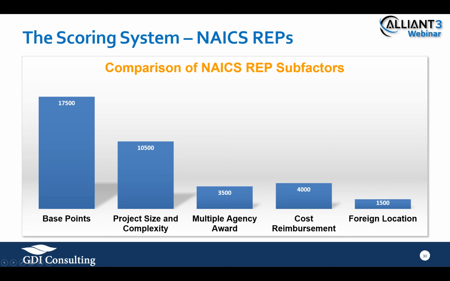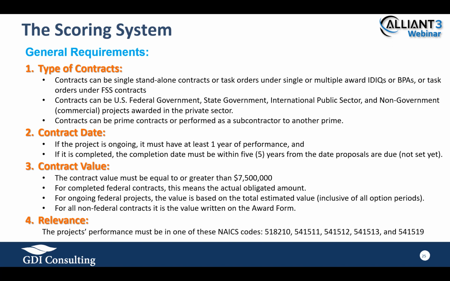Okay, so these are the requirements for all those 7 contracts that you have to bring to the table to get the points for all those sub-factors. As far as the type of contracts that you can have, these contracts can be single standalone contracts, or they can be task orders. Now these task orders can be under single or multiple award IDIQs or BPAs, or task orders under FSS contracts. So task orders are acceptable, but you cannot use the IDIQ or BPA itself as a contract. So task orders under those, or standalone contracts.